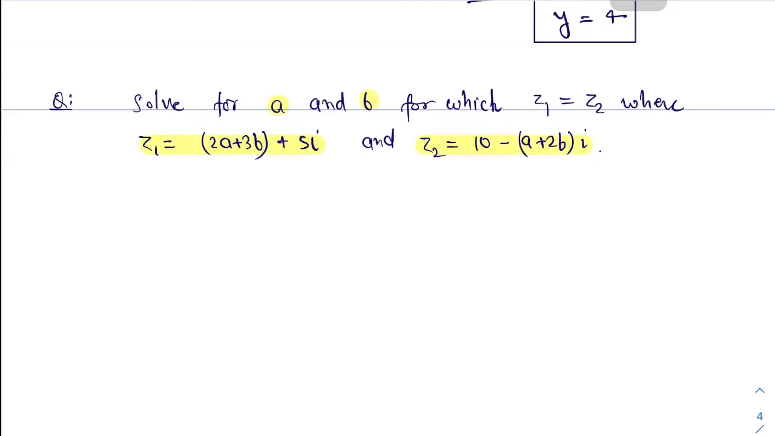There is nothing in the question mentioning that a and b are real. So in order to solve this question, if we take 2a plus 3b as the real part of z1 and 10 as the real part of z2, this is not very true, because we don't know whether a and b are real. We are not sure that a and b are real. If a and b are not real, then how can we say that 2a plus 3b is real?